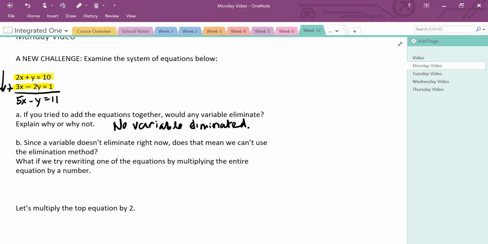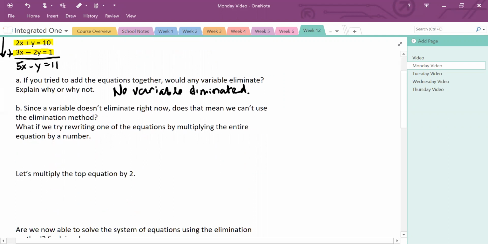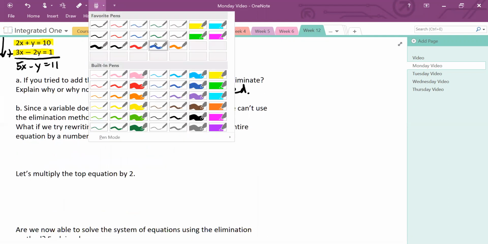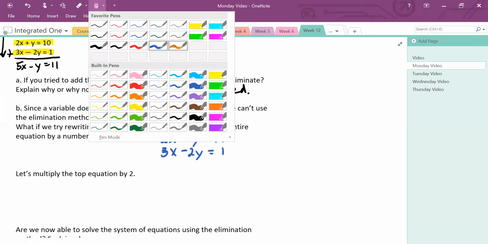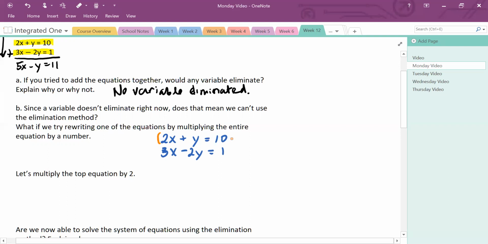So since it wasn't eliminated, what could I do instead? Well, let's rewrite these two equations down here. I have 2x plus y is equal to 10, and then I have 3x minus 2y is equal to 1. Now, what if I multiplied the entire equation on top by 2? I'll rewrite it below here.